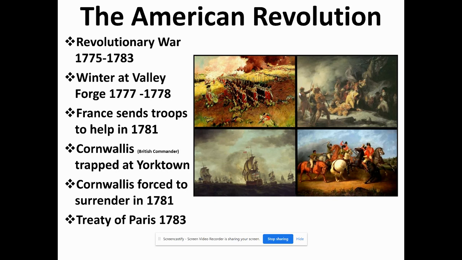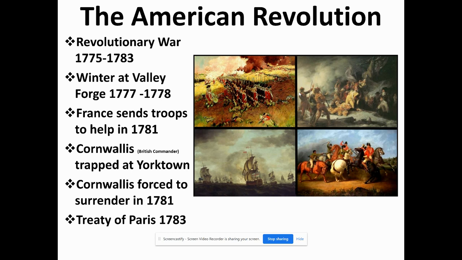Remember, we're talking about fighting the most powerful military in the world of that time period. So this is not going to be easy. There's going to be a lot of bloodshed. There's going to be a lot of loss for the war effort.